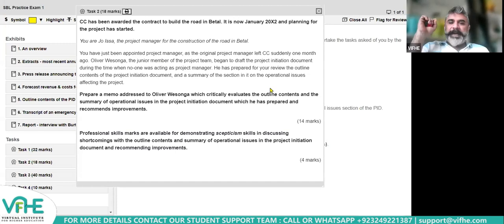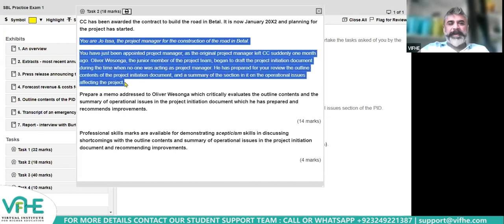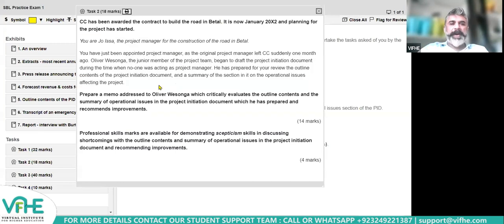All questions in SBL have three components. One is the background. This first portion is the background, which is unbold. Then the second portion is the technical requirement, which is this one, worth 14 marks in this case. And the third component is professional skills, which is worth 4 marks. So this question number two in total is 14 plus 4, 18 marks.